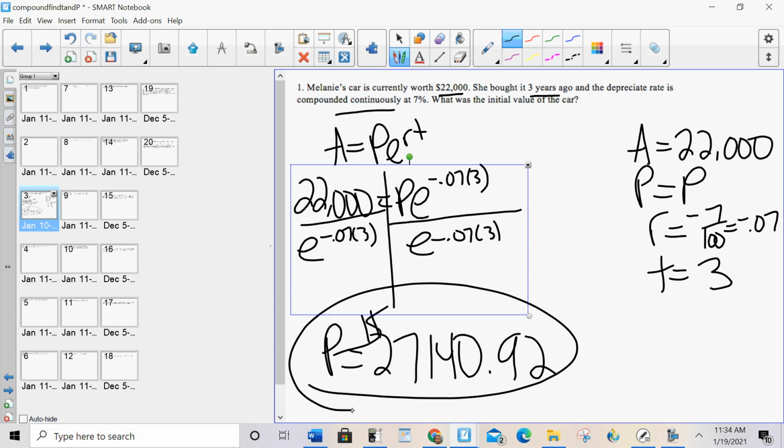That's it. So we need to know which formula to use because it said compounded continuously. I know for that I'm going to use my PERT formula. I listed my variables, and since it wants me to solve for P, to get P by itself, all I had to do is divide away that e to the negative whatever it was.